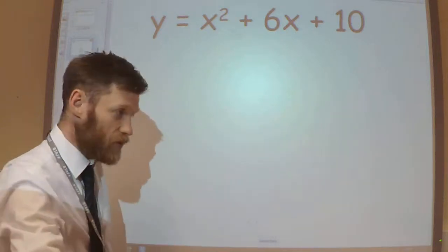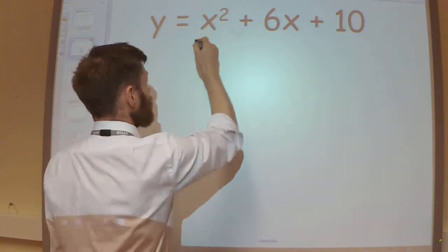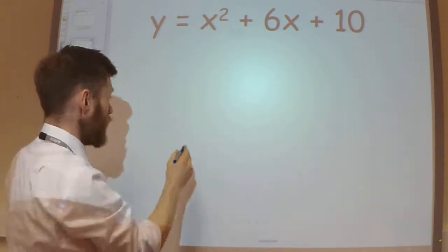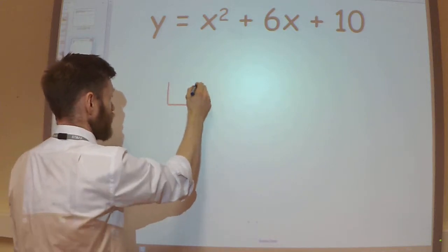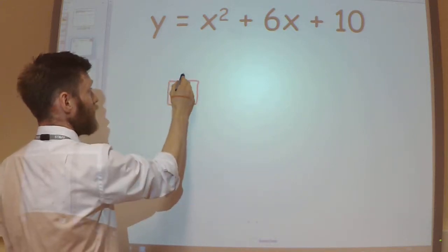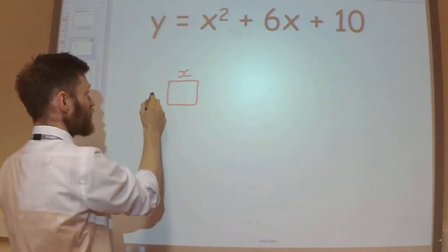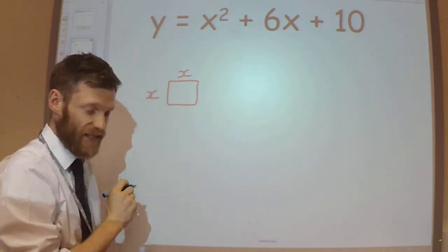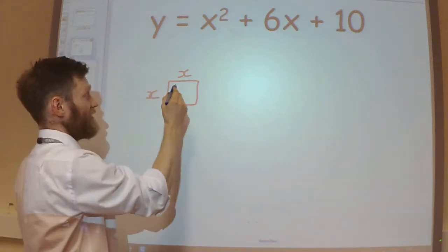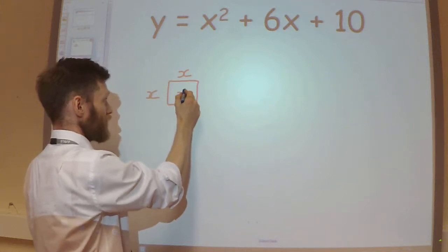And like I say, it's going to be a visual demonstration. So what I'm going to do, I'm going to think of this x squared term as literally a square, where the width is x and the height is x. So therefore the area of this is x squared.